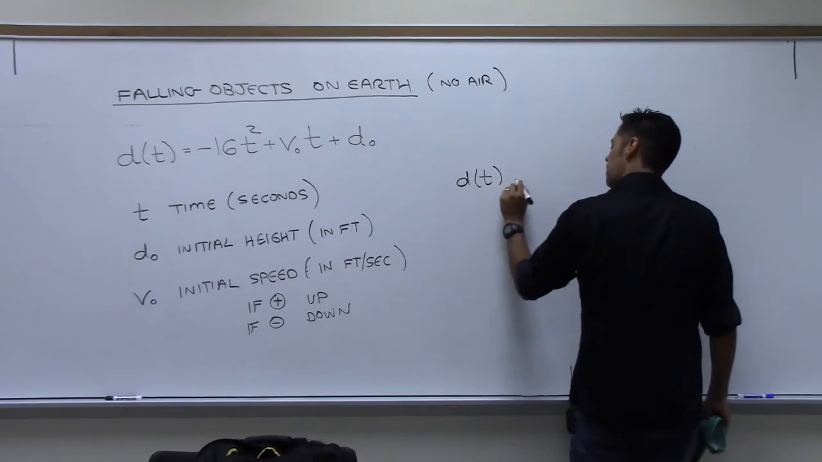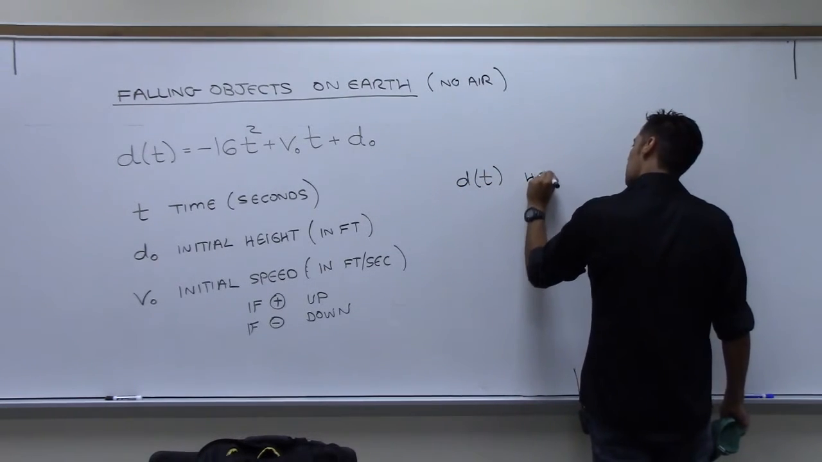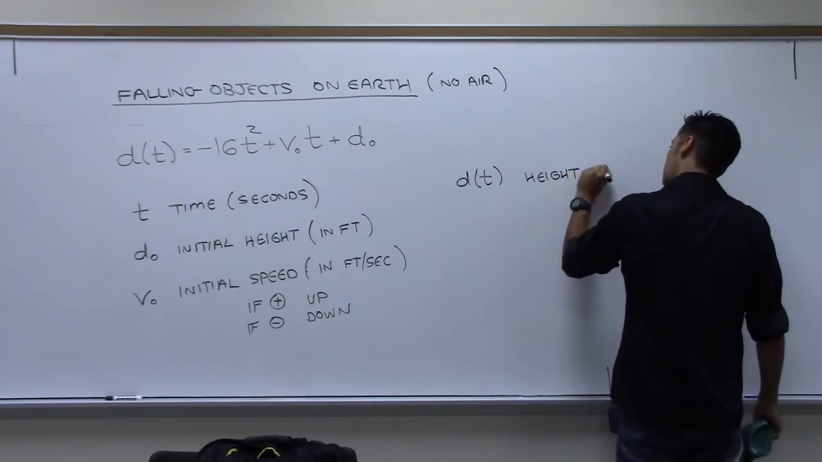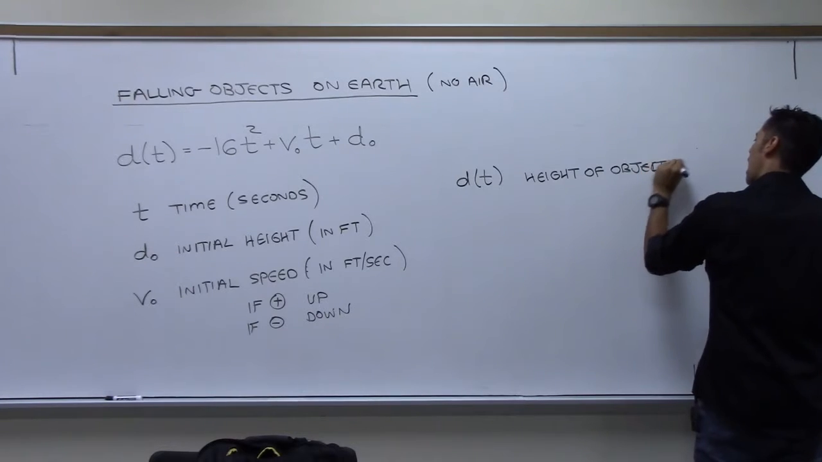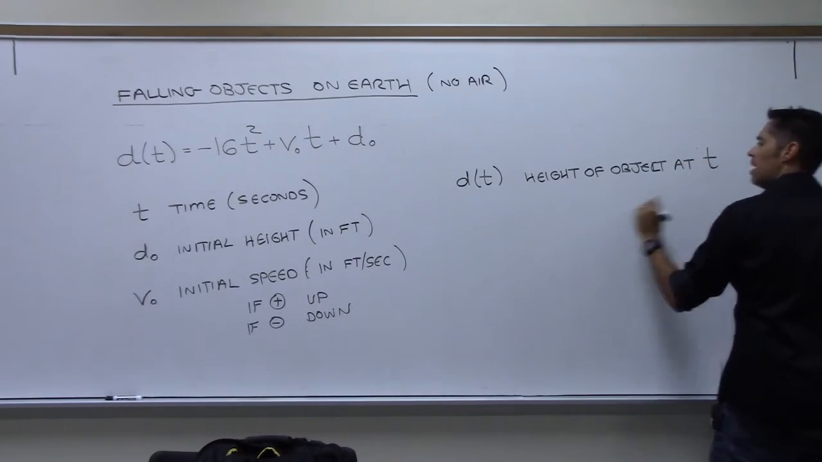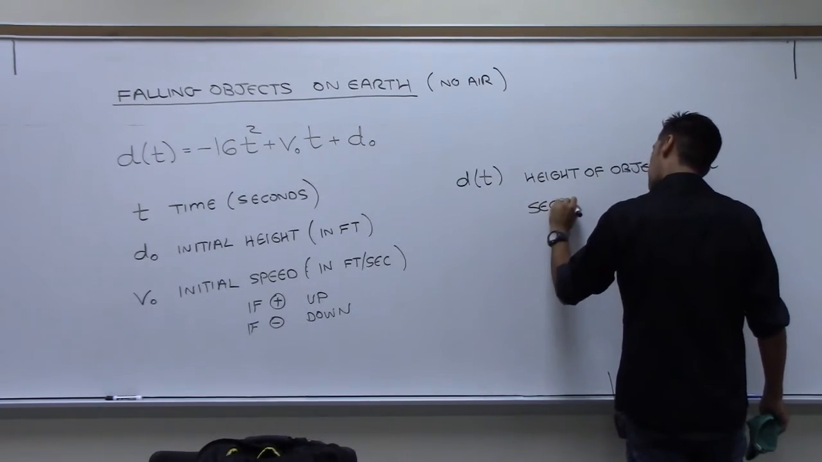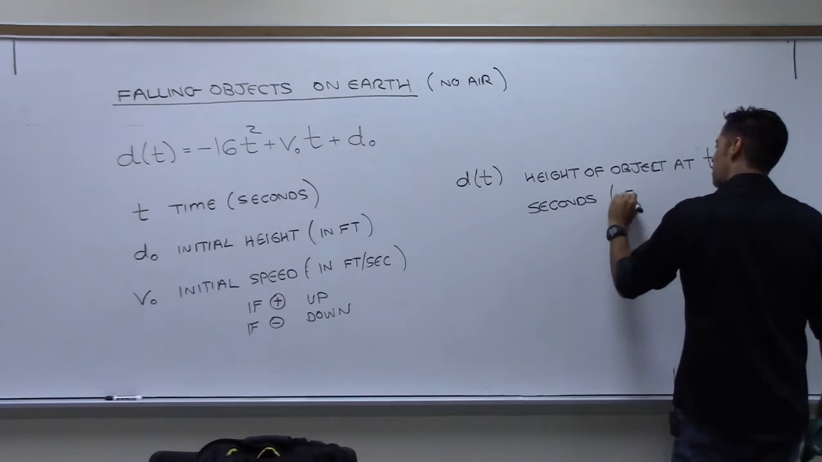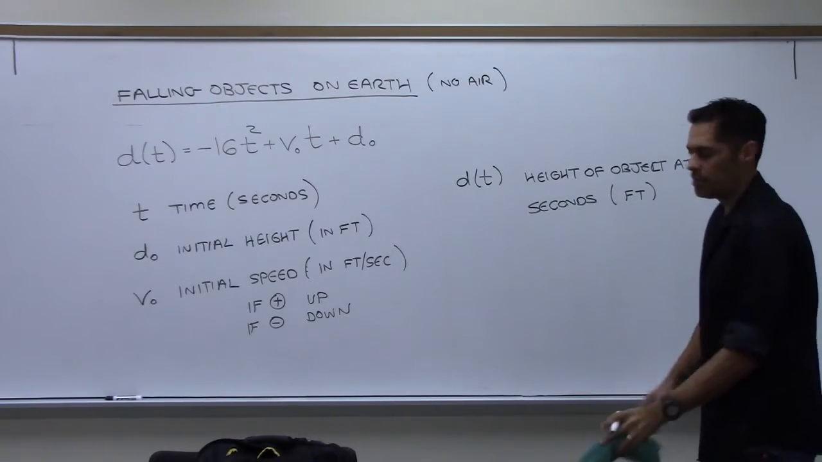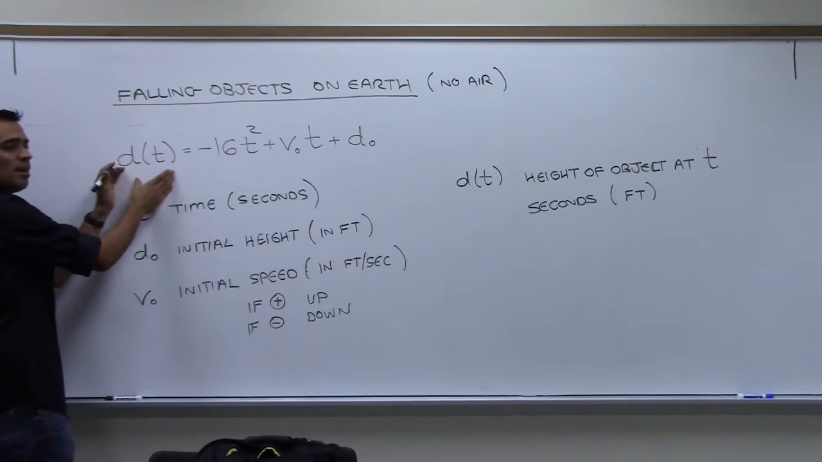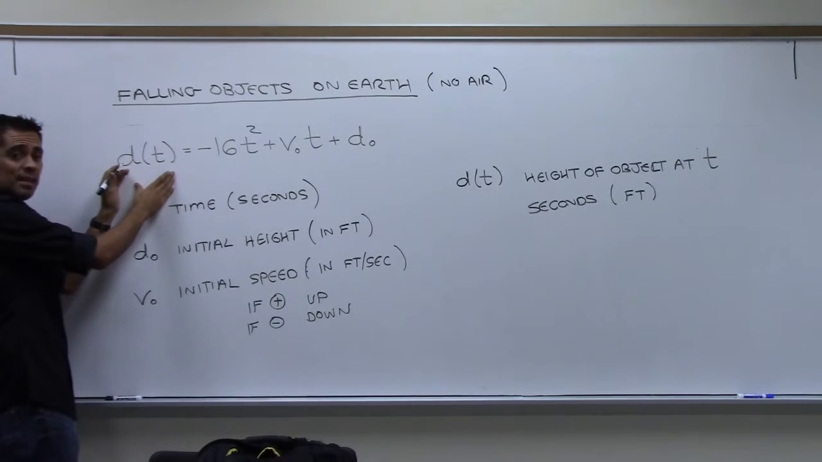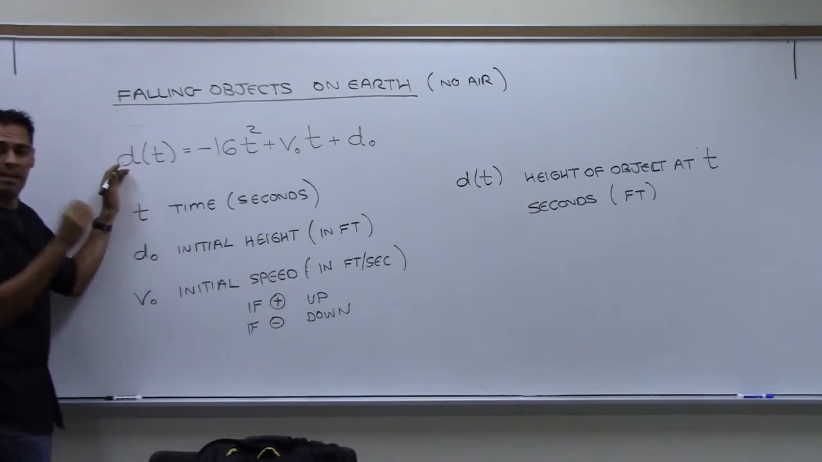Now, what is d of t? D of t is exactly the height of the object at t seconds, and it's measured in feet. So the left side of this equation always tells you how high the object is at a specific moment in time.